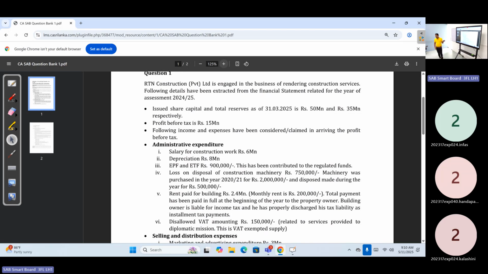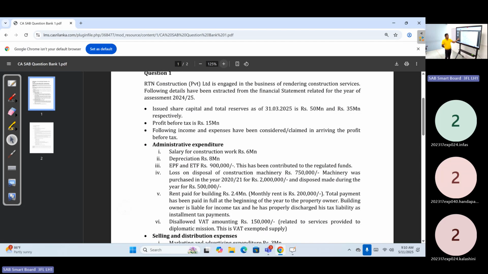Now he is giving some information. We have to check whether it is coming under assessable income from business. Share capital and total reserve are not part of assessable income, but we should keep a note of that. Why is it important? There is finance cost, interest cost, and what's the maximum limitation, because it is a company, so that information is required. Profit before tax, yes, we have to consider. From there we are starting our computation. That's the beginning point. The following income and expenses have been considered in arriving at the profit before tax.